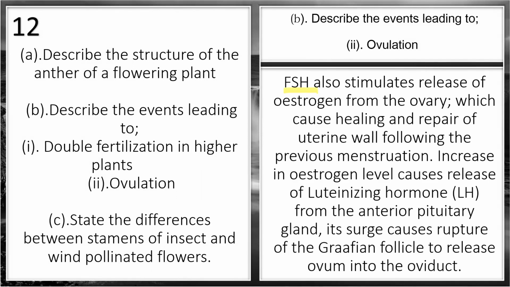The follicle-stimulating hormone also stimulates the release of oestrogen from the ovary, which causes healing and repair of the uterine wall following the previous menstruation. Increase in oestrogen level causes release of luteinizing hormone from the anterior pituitary gland. It surges, causing the rupture of the Graafian follicle to release the ovum into the oviduct.